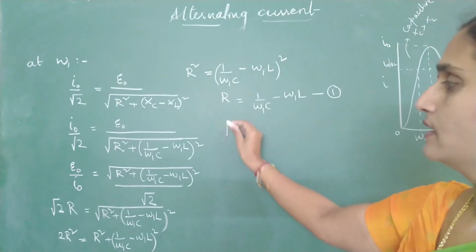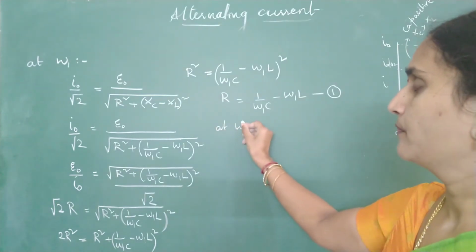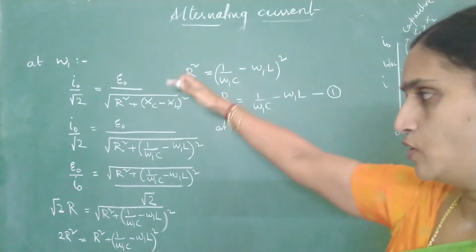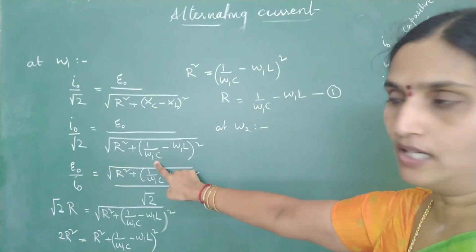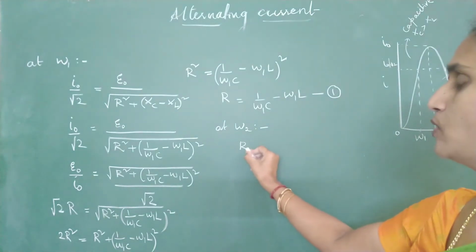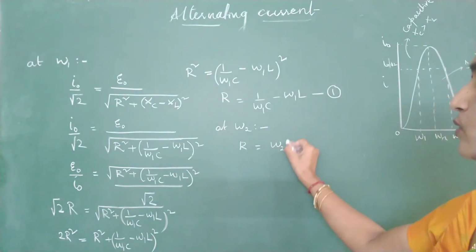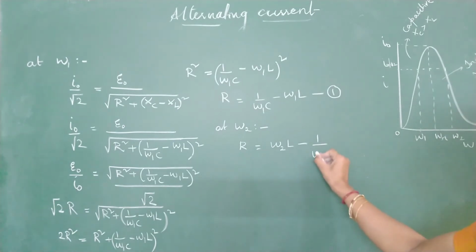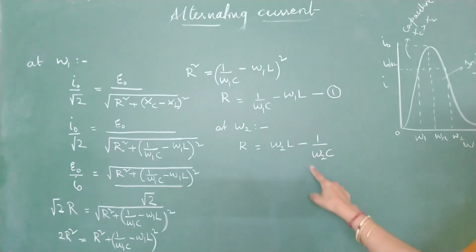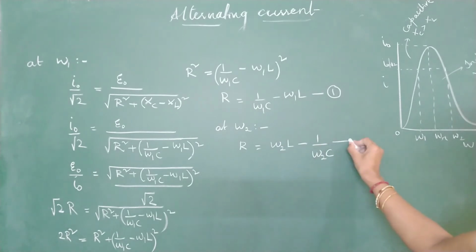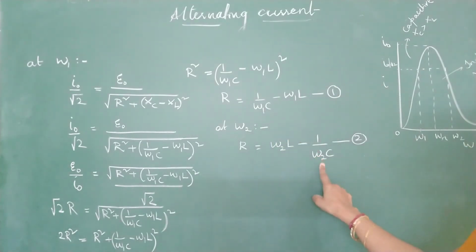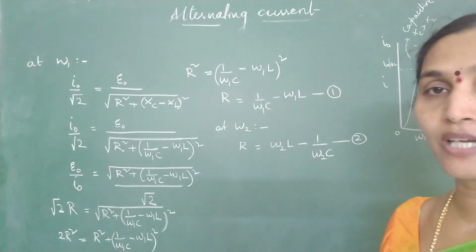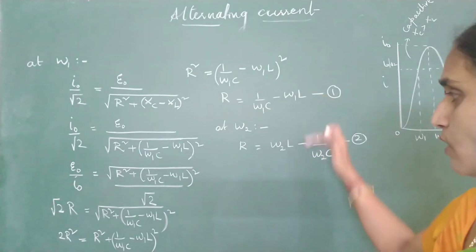So in that case, at omega 2, reverse this equation and make omega 1 equal to omega 2. Then what will R come out to be? Omega 2L minus 1 by omega 2C, that is XL minus XC at the frequency omega 2. Call this equation 2. See, we have got two equations in omega 1 and omega 2, and we need to find the bandwidth omega 2 minus omega 1. So I'll be solving these two relations.